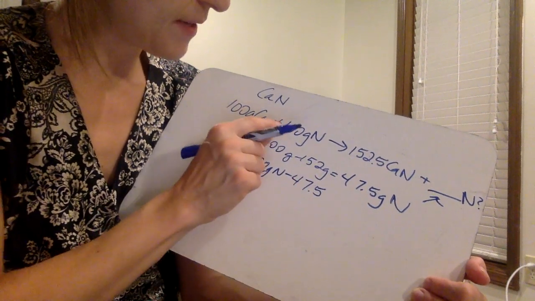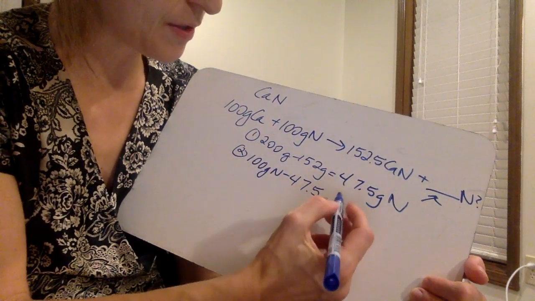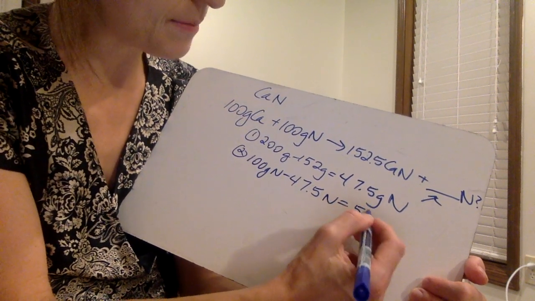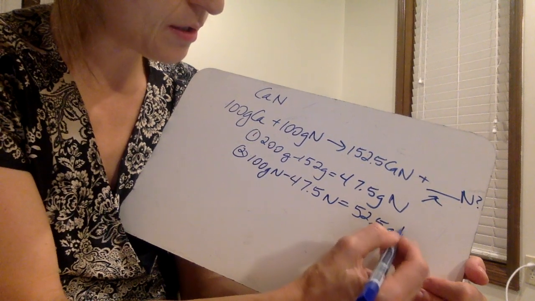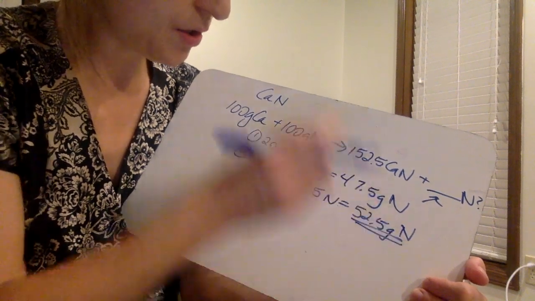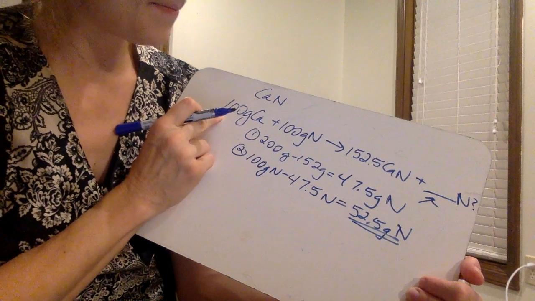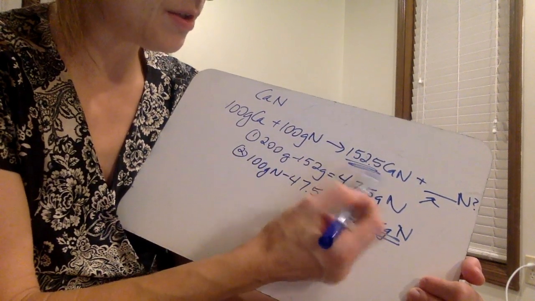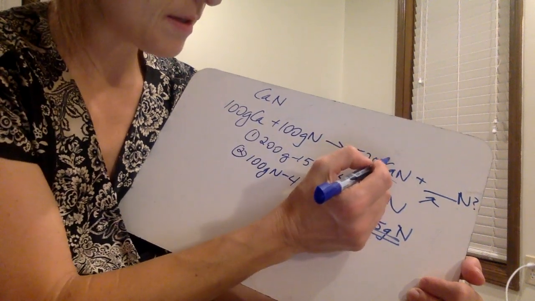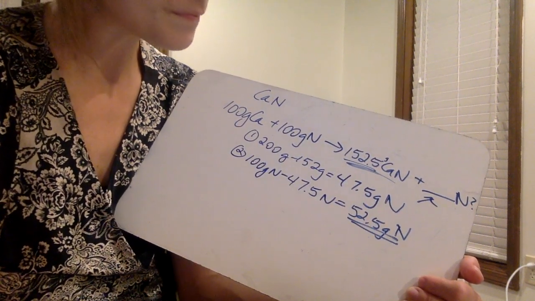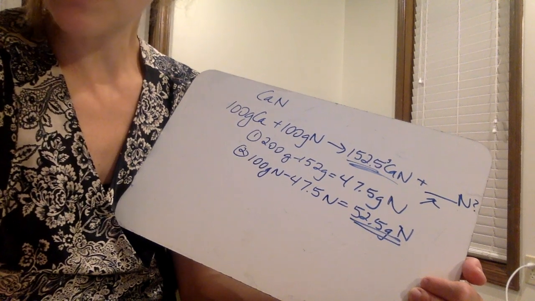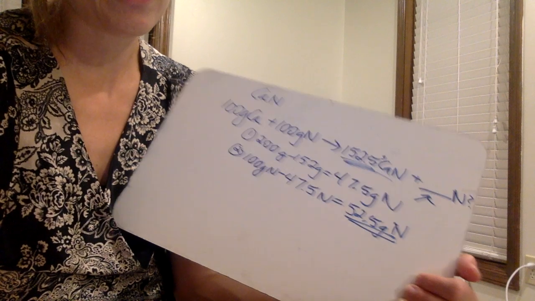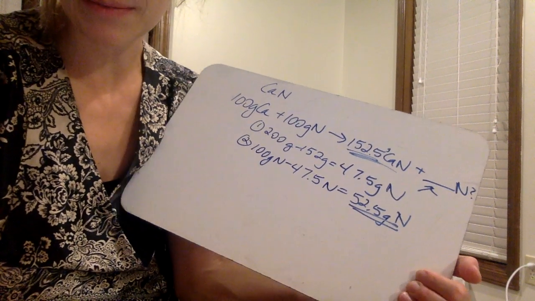So I'm going to take 100 grams of nitrogen that I started with and subtract the leftover stuff, and that gives me, I believe, 52.5 grams of nitrogen is what I actually used. So 100 grams of calcium reacted with 52.5 grams of nitrogen to give me 152.5 grams of calcium nitride, okay? So then the question is, how much of each of those do I need if I want to make 1,000 grams or 1 kilogram of calcium nitride?